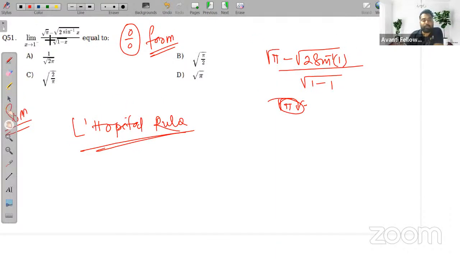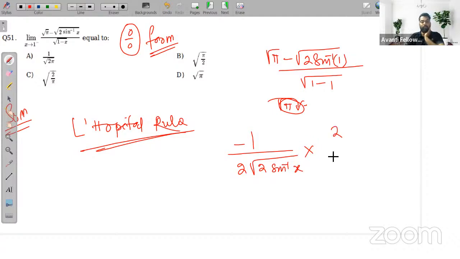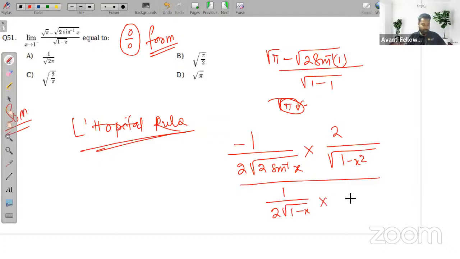If I differentiate the numerator, the differentiation of root pi is 0 minus the differentiation of root of 2 sine inverse of x, which is 1 by 2 root of 2 sine inverse of x, and the derivative of 2 sine inverse of x is 2 upon root of 1 minus x square. Okay, and the denominator, the differentiation of root of 1 minus x is 1 upon 2 root of 1 minus x, and the differentiation of minus x is minus 1.